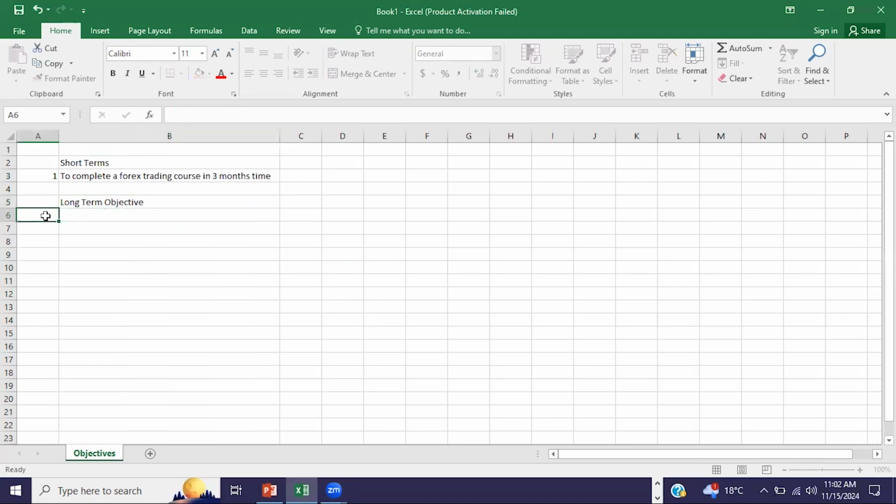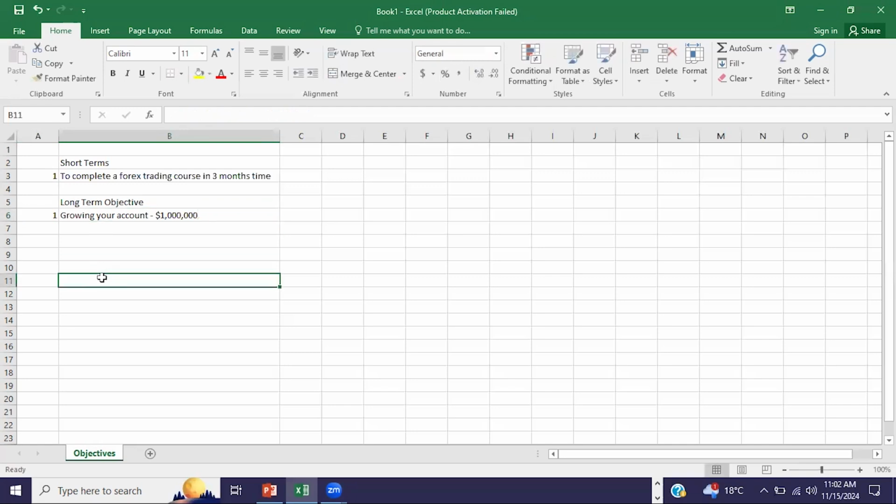A long-term objective could be growing or compounding your account up to, say, even $1 million. So this is long term. It can be 10 years, it can be 5 years, depending on the capital that you have to start. So you can list any other short-term or long-term objectives that you have.